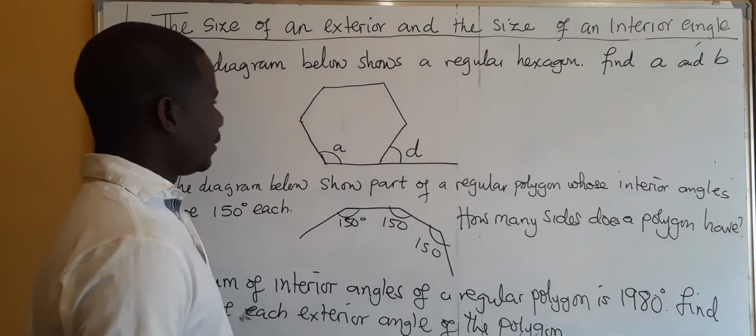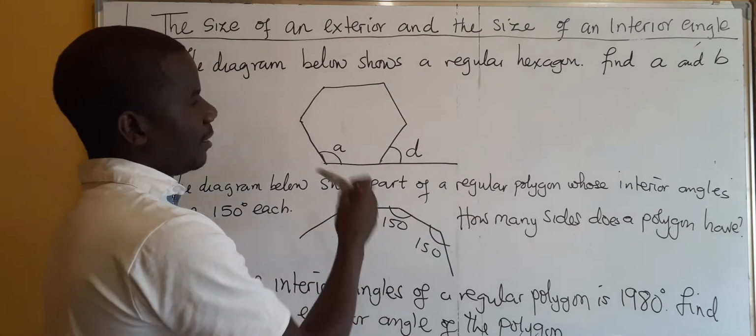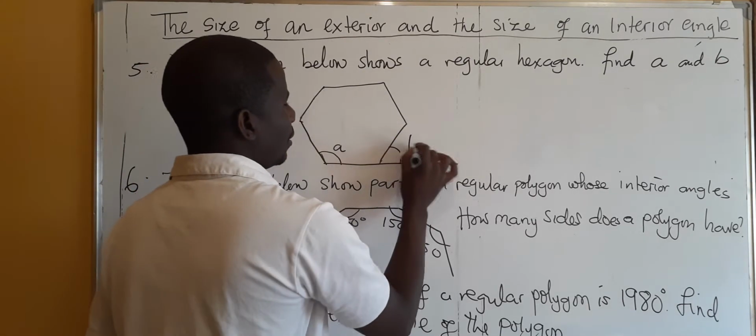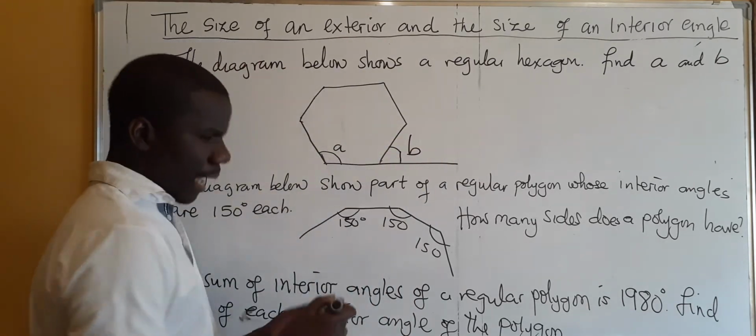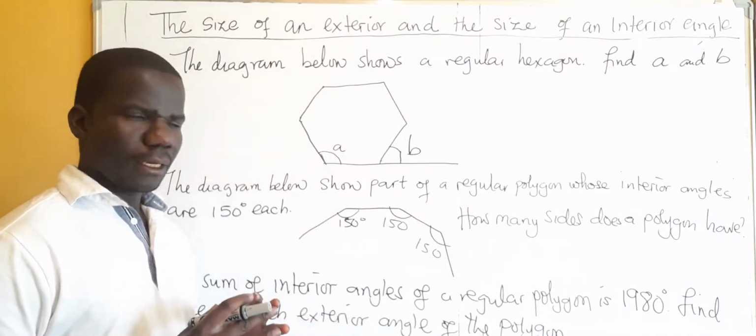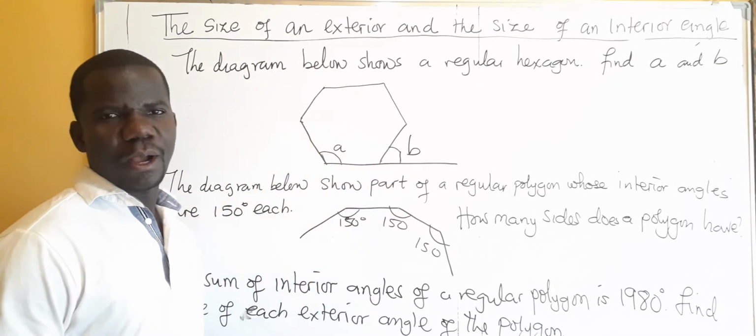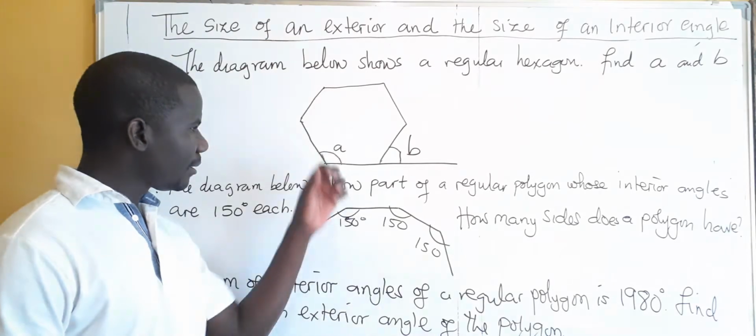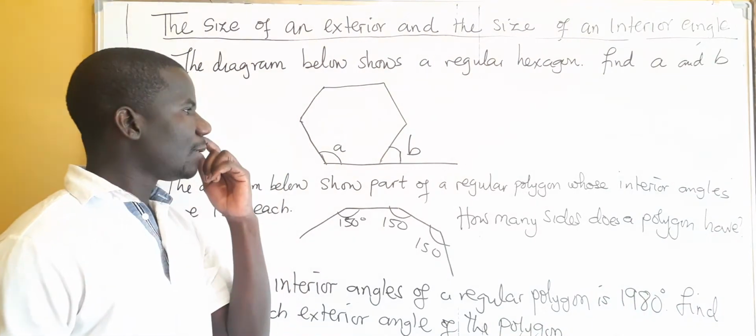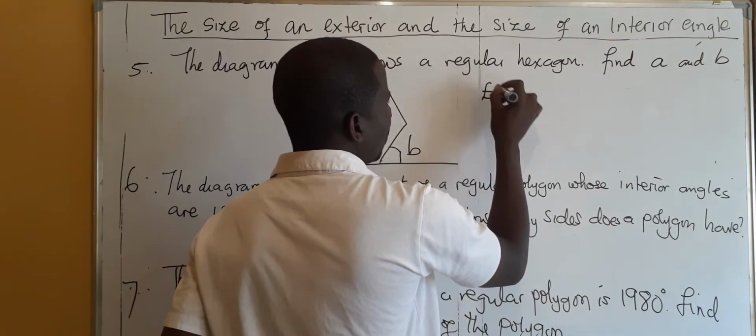Nevertheless, let's start. The diagram below shows a regular hexagon. Find the angles A and B. What are these angles? So it's just cause for you to understand these concepts. What is this? This is an interior angle. What is this? This is an exterior angle, isn't it? This is an interior angle. This is an exterior angle. Of what polygon? This is a what? A hexagon.